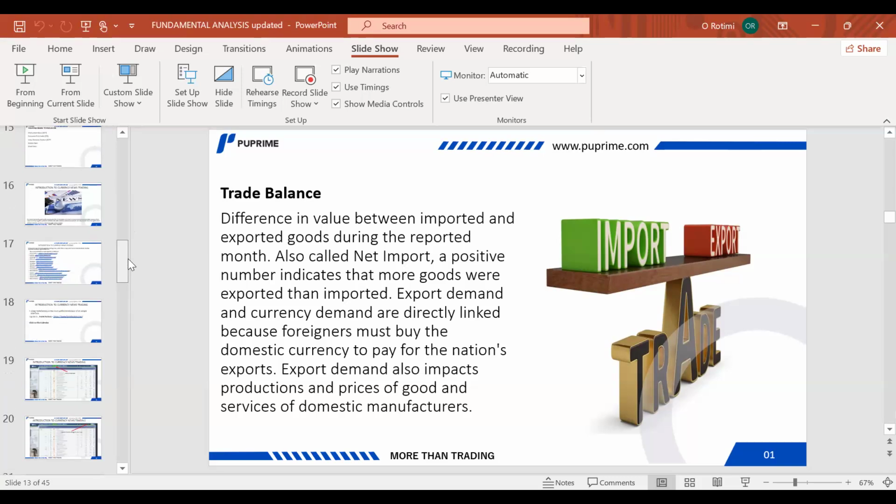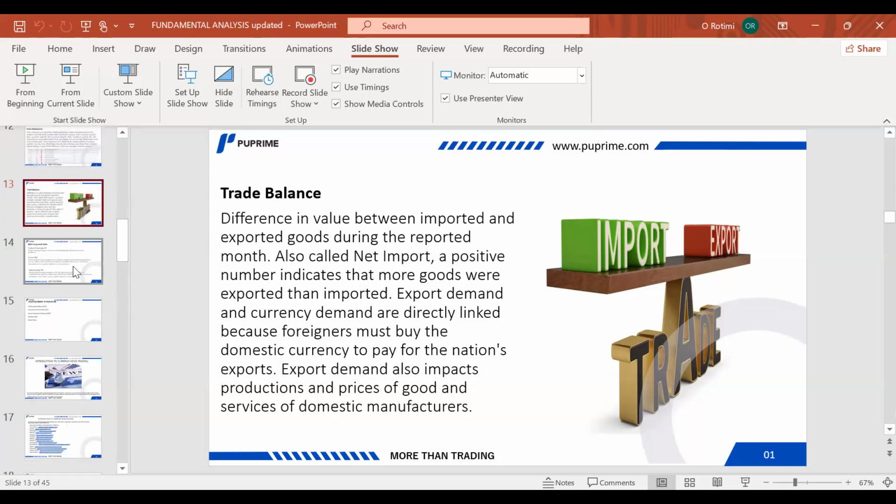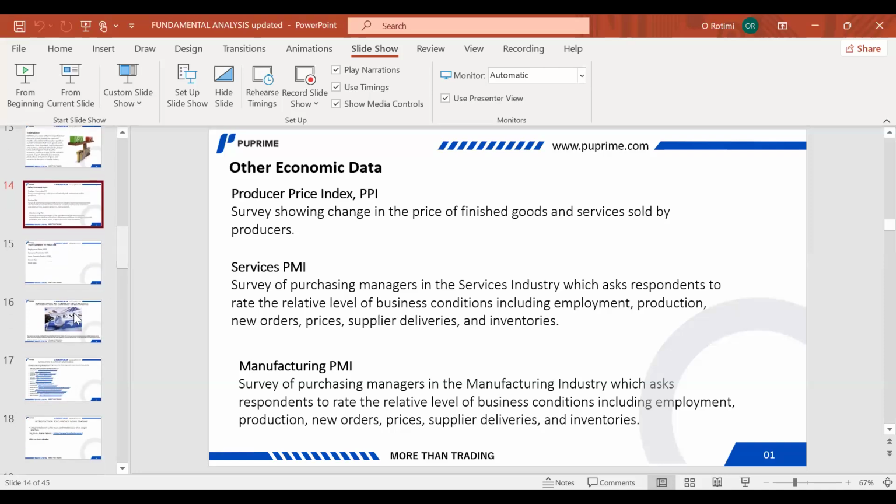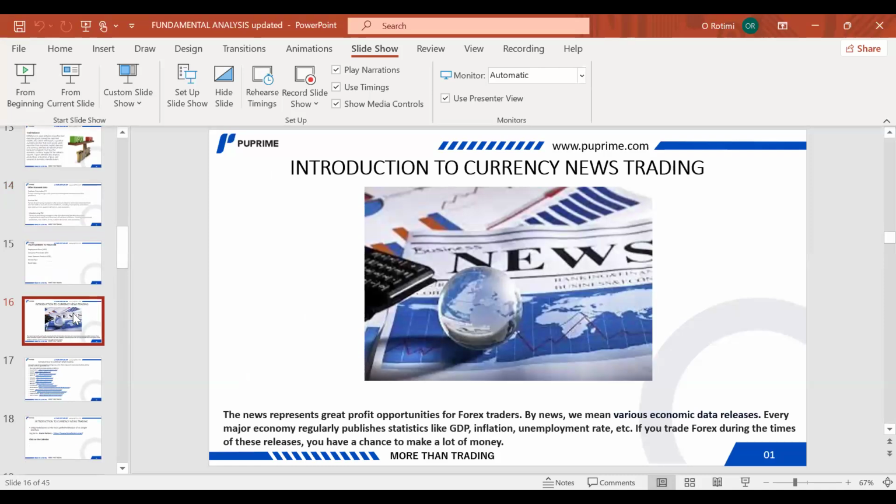Now, aside from this, there are a few other news events that are also tradable, like other economic data such as the producer price index, services price index, services PMI, and the manufacturing PMI. These are also data that come up quite often in the forex market. So these are just a few of the news you will always see to trade. But then we are just laying a foundation on what fundamental analysis is about.